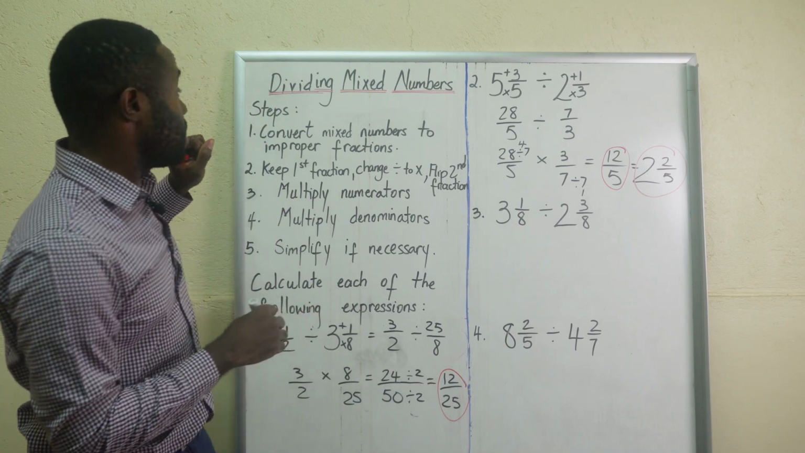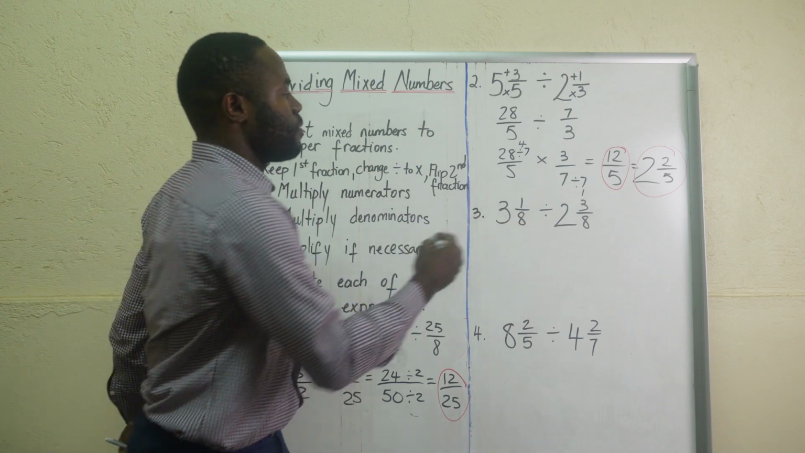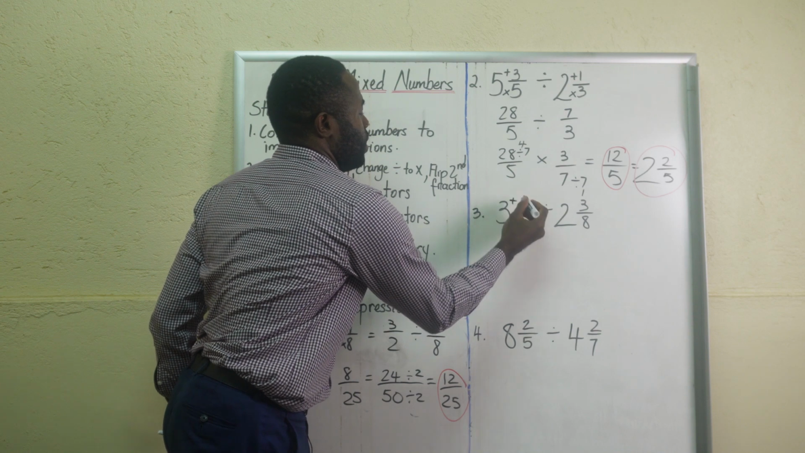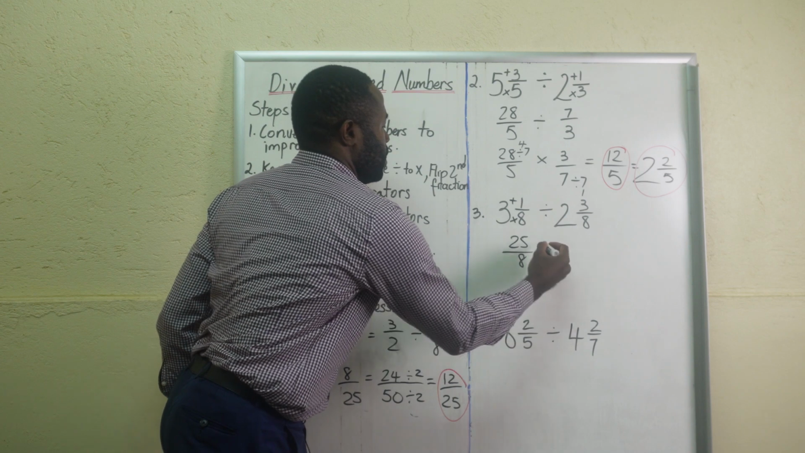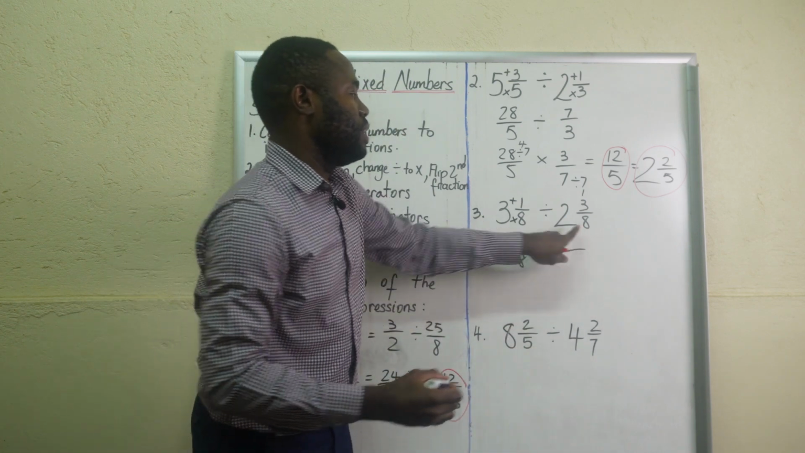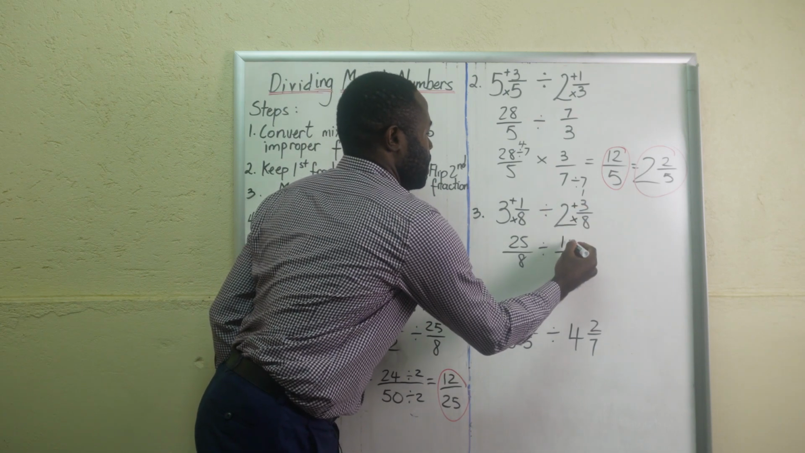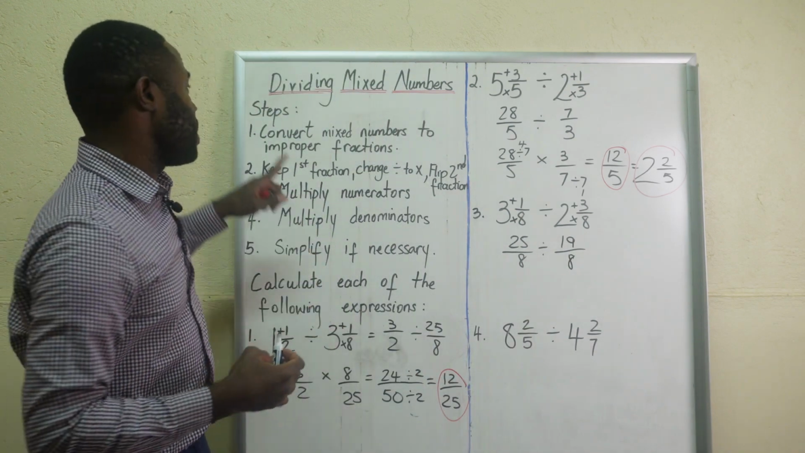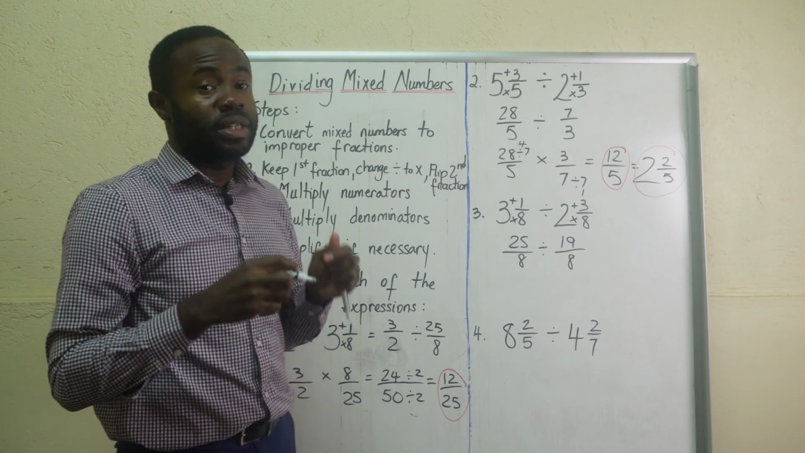So the first step is to convert these mixed numbers to improper fractions. So let's do that. So 8 times 3, that's 24. Plus 1, that gives us 25 over 8. Then we put back our division. Then we convert here as well. 8 times 2, that's 16. Plus 3, that's 19 over 8. That's the first step, right? Convert to improper fractions. Up next, you carry out the steps that are done when dividing.